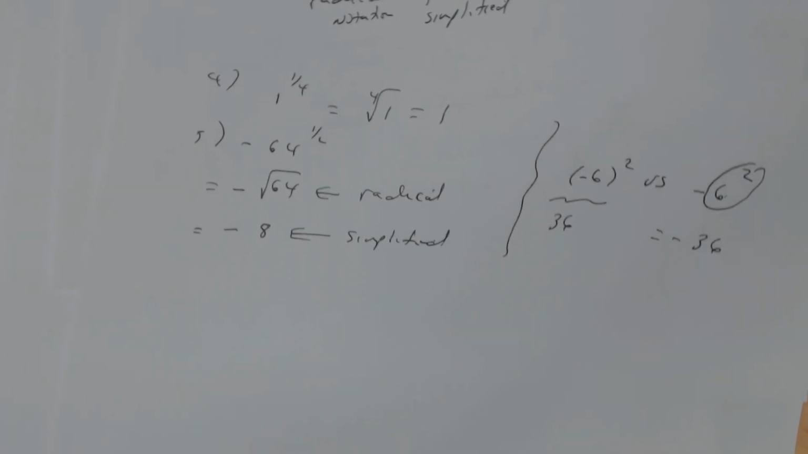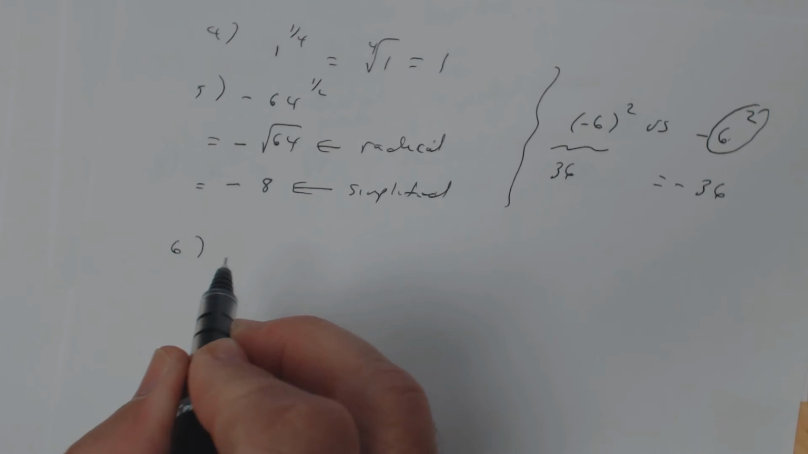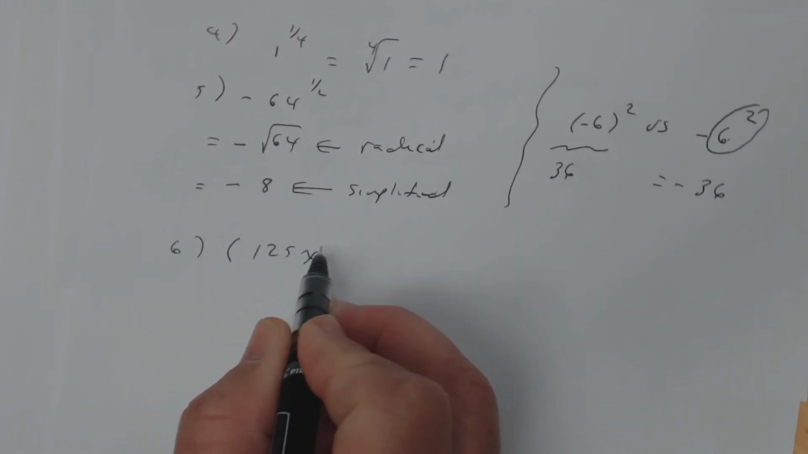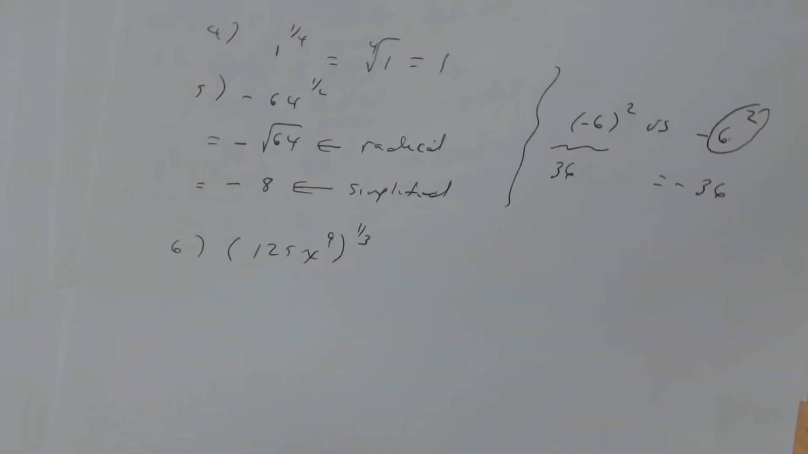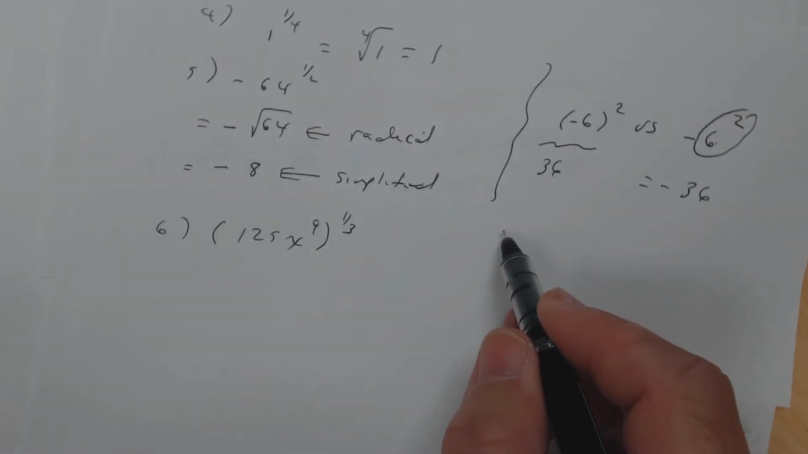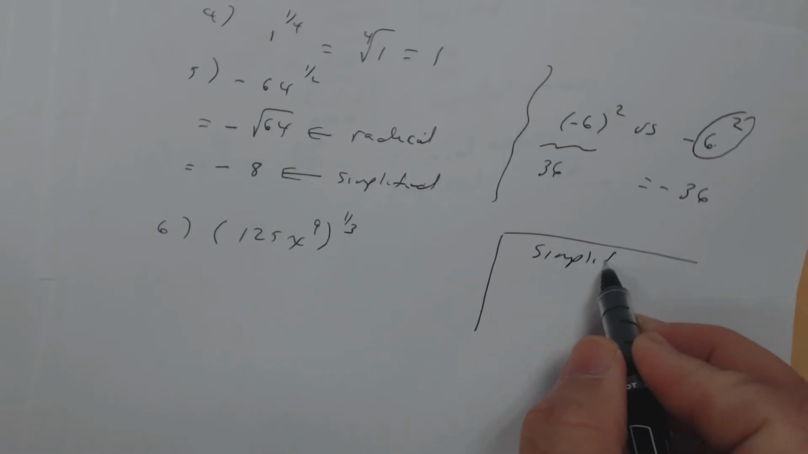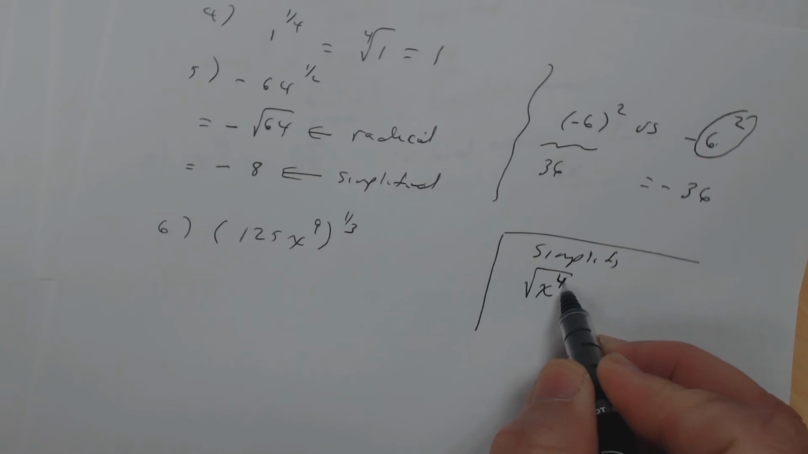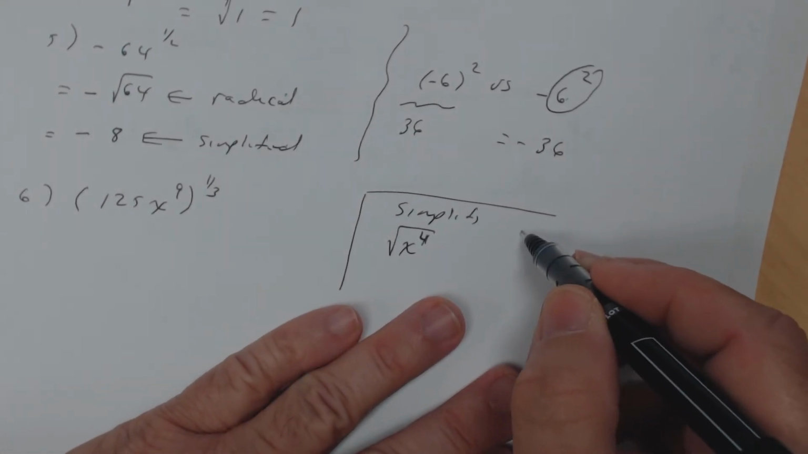Okay. Let's look at number 6. All right, suppose we had, in parentheses, 125 x to the 9th raised to 1/3. Before we do that, let's remind ourselves, let's review something from a previous lesson. Suppose you want to simplify the square root of x to the 4th power. Now let's assume that all the variables represent positive real numbers.